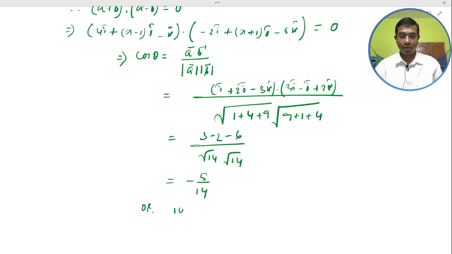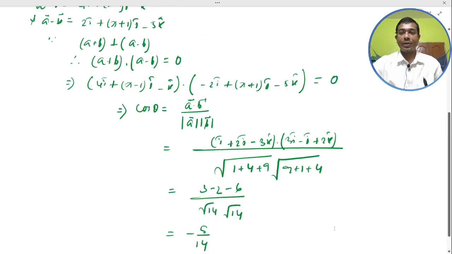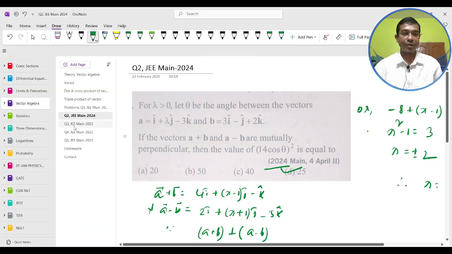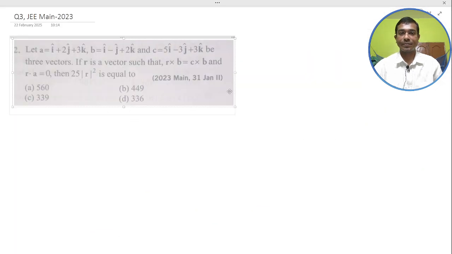Or 14 cos theta would become minus 5. You have to find 14 cos theta whole square. This would become what? 25. 25 would be the correct answer. Option D is correct. Next, go ahead. Question number 3.